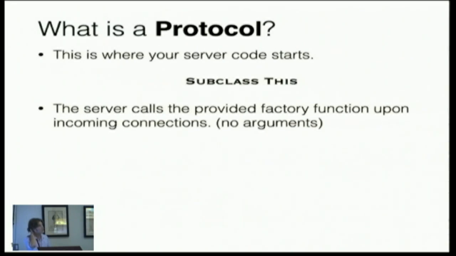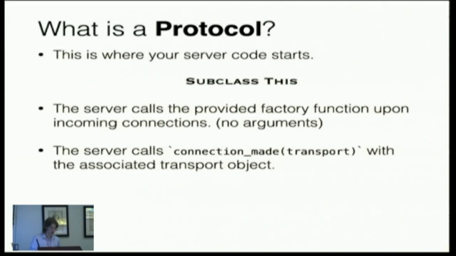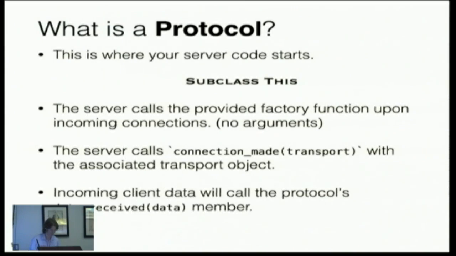When you call loop.createServer, you give it a factory function that returns a protocol. So it could just be a protocol class name or a lambda or something like that. No arguments are provided for that, so keep that in mind. Upon a connection, it runs init, and then it calls connection made with the transport object. And you can read and write from that. And upon data being received from the client, it'll call the data received method on your protocol.